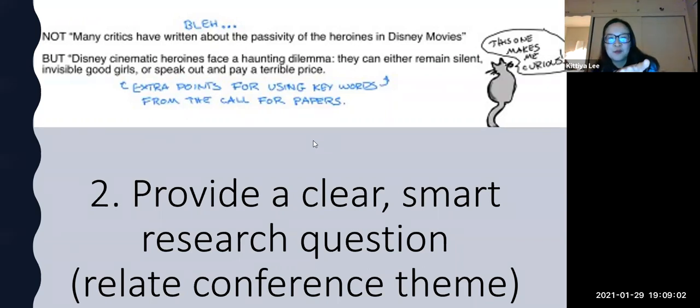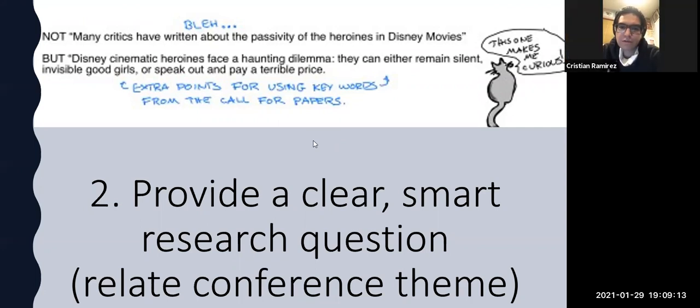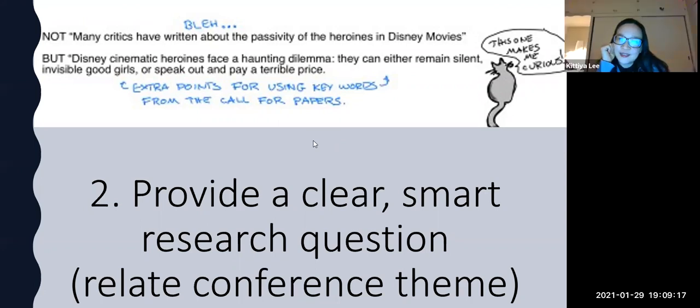What's another reason why somebody may have put blah for that first sentence up there? It doesn't provide the historiography. It actually hints a little bit at the specialized literature, right? Because critics have done it. But I'm looking at the word passive or passivity. I find this all very passive. What do I find passive about it?